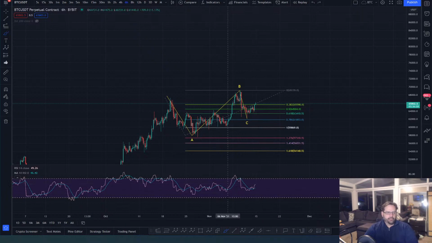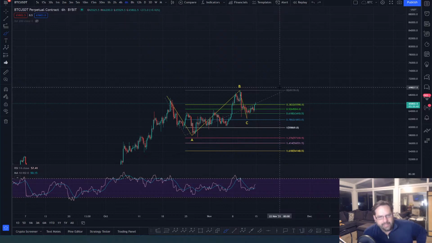Blake, it can just wick the high. If it breaks it, it's no good. Now, it doesn't mean it can't go down. It's just the counts that I just offered are invalid. There are ways that those counts can become valid again once other structures are formed, but the count as I shared it would no longer be valid. So any wick above that high would be an invalidation.